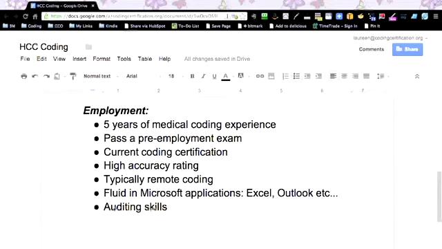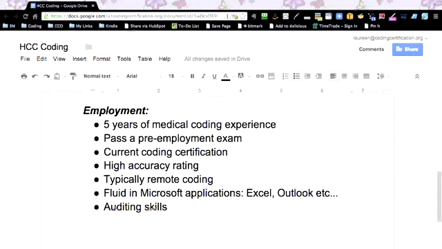They want you to be fluent in Microsoft applications. You're going to be working with Excel, Outlook, and all of those. And you have to have a little bit of auditing skills. So you have to be familiar with your charts and reports that come in, because they have to be from a face-to-face visit. But that's just a little overview about what HCC coding is.